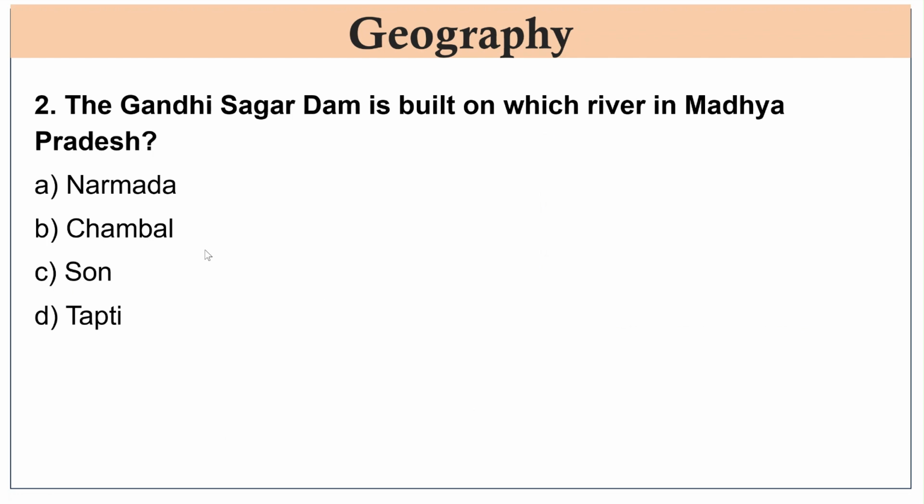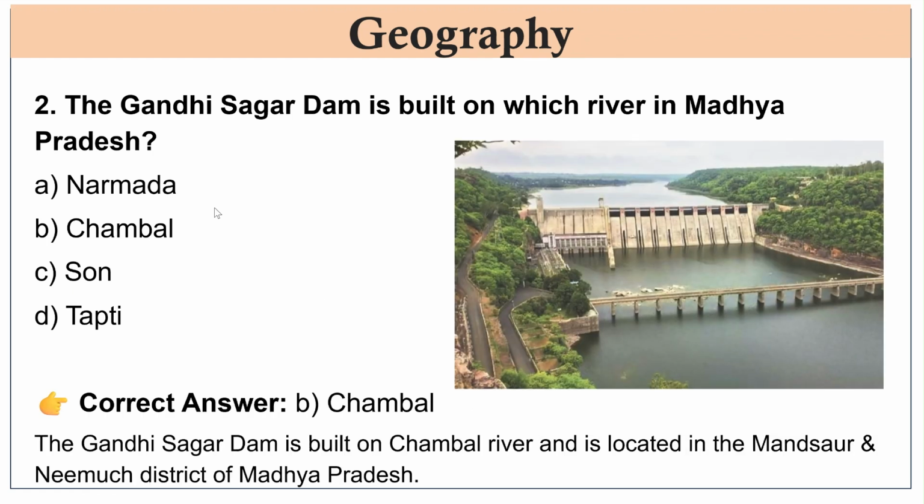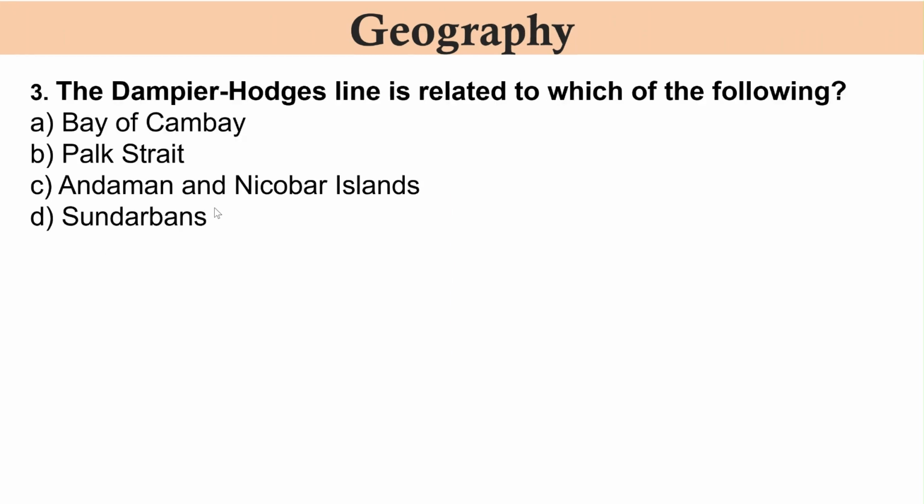Next question is, the Gandhi Sagar Dam is built on which river in Madhya Pradesh? A. Narmada. B. Chambal. C. Son. D. Tapti. The correct answer is B. Chambal. The Gandhi Sagar Dam is built on Chambal River and is located in the Mandsaur and Neemuch district of Madhya Pradesh.